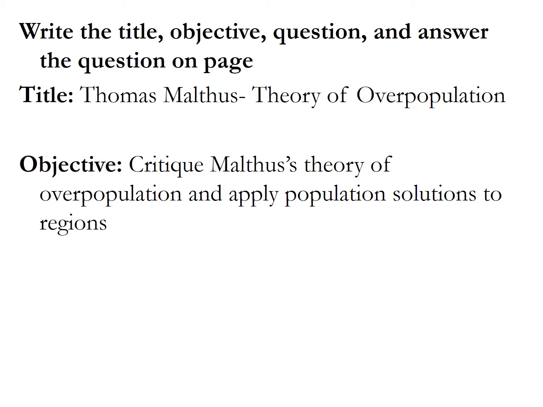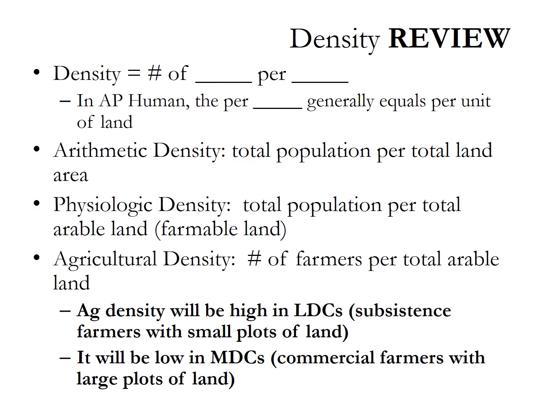Welcome. You're going to learn about Thomas Malthus and the theory of overpopulation. All right, so this is our last video in Chapter 2 on population, and what we're going to look at is the unique theory of Thomas Malthus and this dude who thought the world was overpopulated. And not only are we going to analyze that theory, we're going to critique that theory and then think about how it exists today. So before we can even get started, we have to talk about density again.